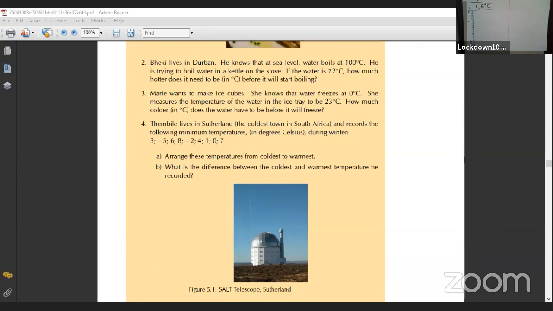The highest temperature we have there is 8 degrees. So you just have to arrange them in ascending order, guys. I'm sure you can do that.